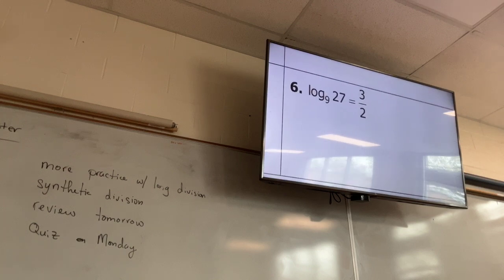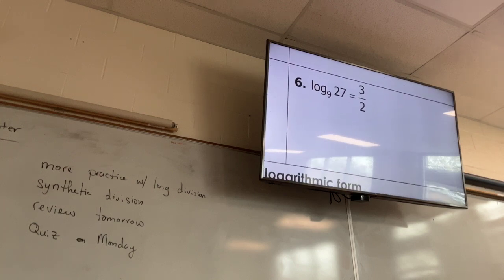Anyone tell me what I'm going to write for this one? So you don't actually have to do any math here. You're just learning how to write the numbers in the right order.